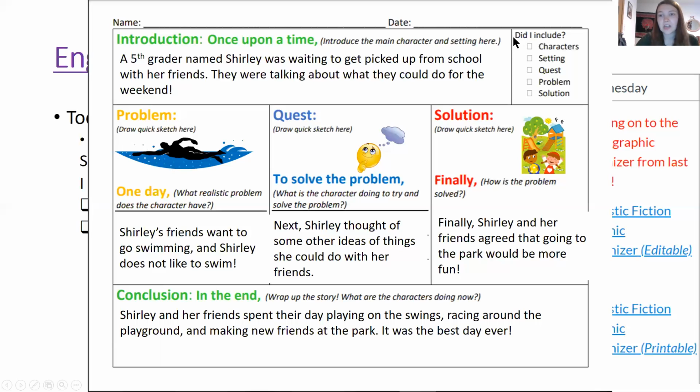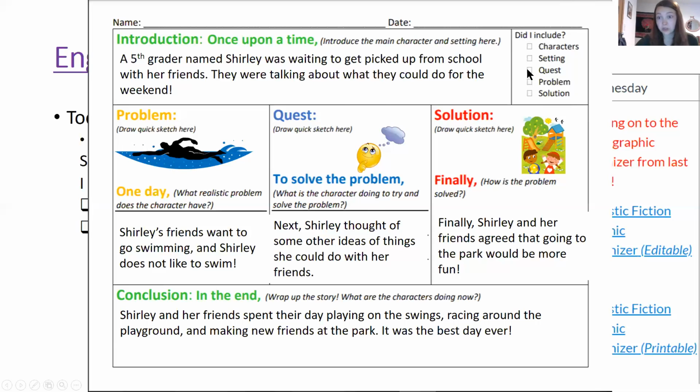So right up here at the top of your graphic organizer, you have a little checklist to make sure that you included all of the things that are super important in your story. So did you say who the characters were? And if you did, you can put a little check. Did you explain the setting where the story takes place? And my story kind of had two settings. It started with Shirley and her friends at school and ended with them having a fun day at the park.